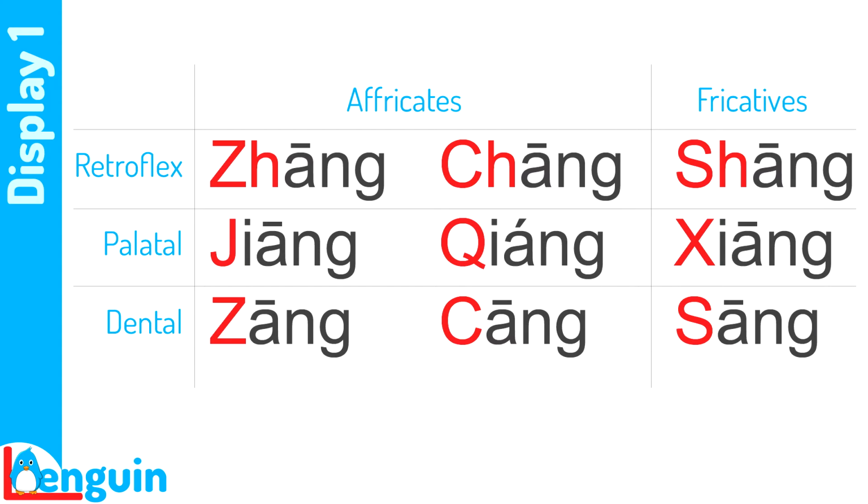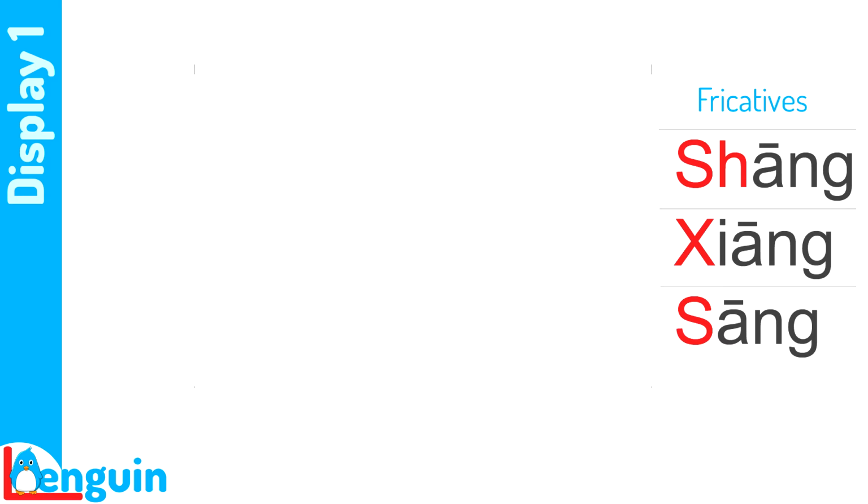Listen to the surnames in the third column again, the ones with the fricative sounds we're going to work on.